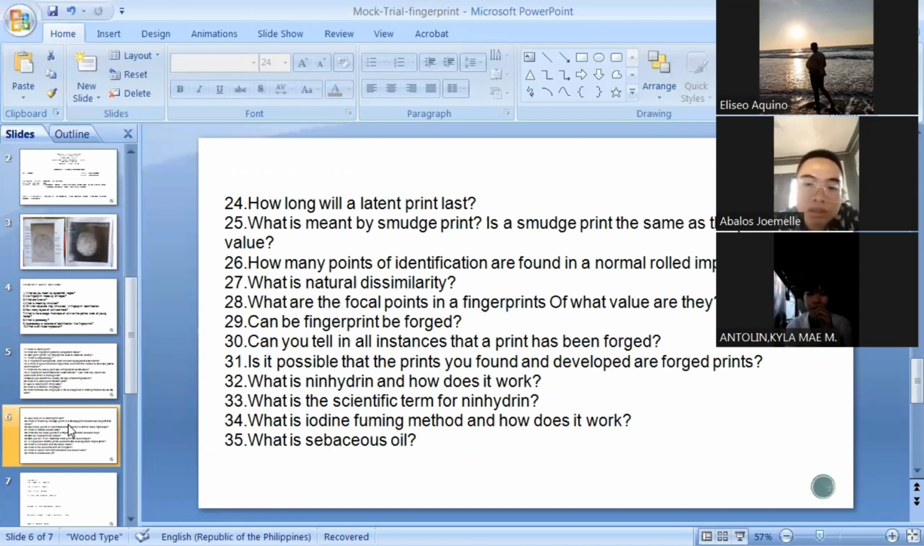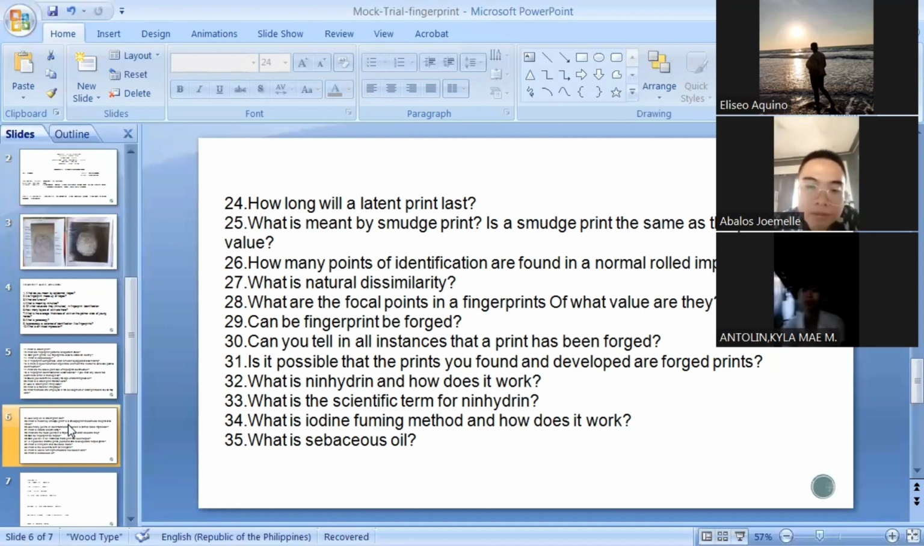28, what are the focal points in fingerprints? Of what value are they? The focal points are called the delta and core. The value of it is to determine if our prints are loops or whorl.